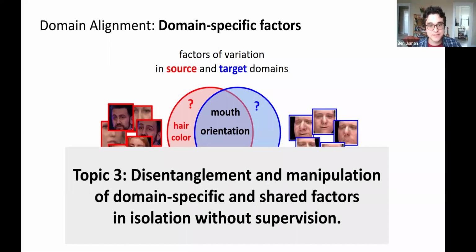And the answer is yes, which leads me to the third topic that I wanted to discuss today, which is using alignment to disentangle and manipulate unique factors of each domain without any attribute supervision whatsoever, just by looking at these two sets of images.